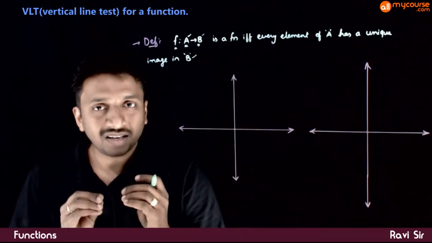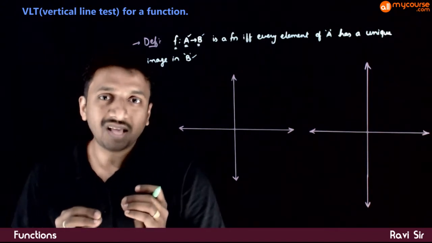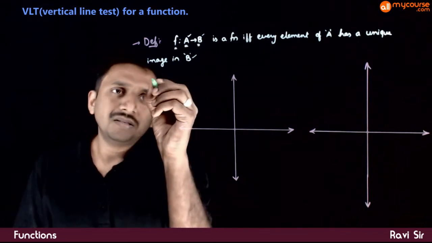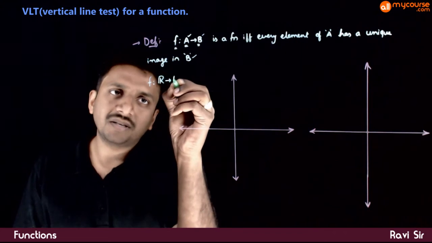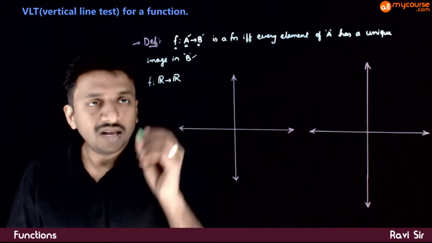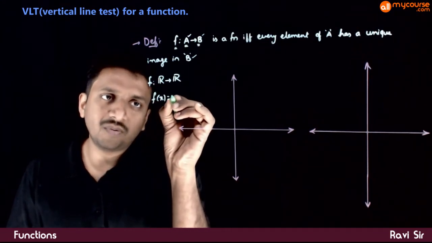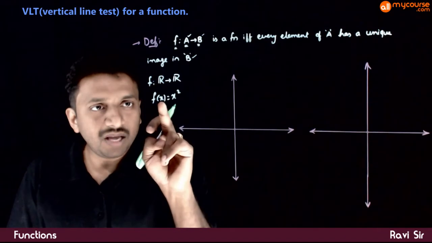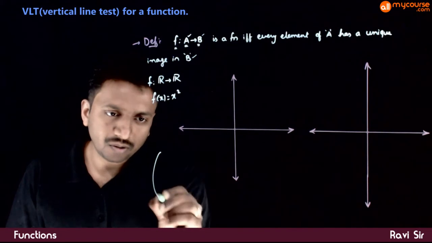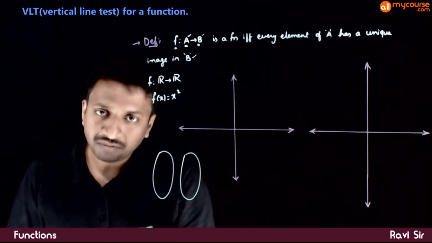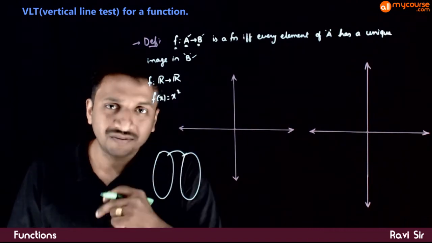So now let us take a sample example and check whether that relation is a function or not. Let us say that f is defined from the set of real numbers to the set of real numbers, and the definition is f of x is equal to x square. The image of x is equal to x square. Right now this is a relation, and we'll check whether it is a function or not.